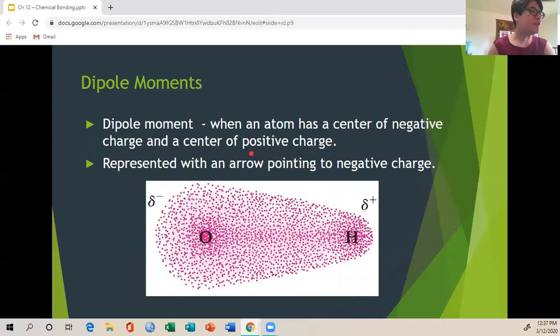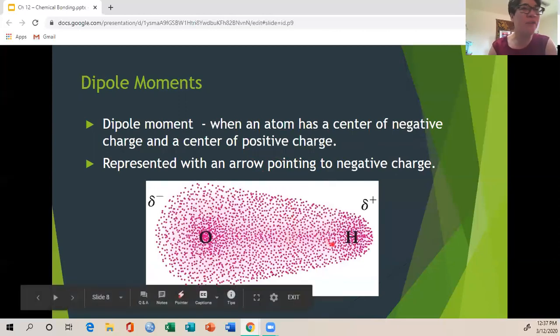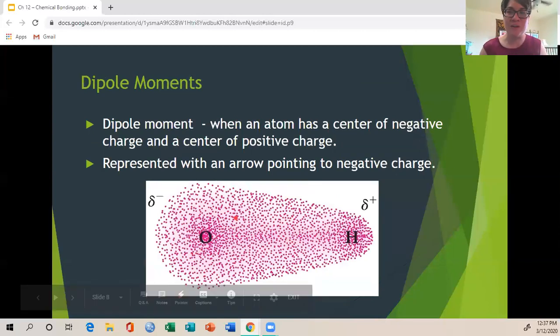And then here's another way that we can look at it. So remember that when we look at electron clouds, we're not looking at orbits. We're just looking at probabilities of where the electrons might be in space. And we have weird shaped orbitals. So this is another way that we can kind of picture polar bonds, polar covalent bonds.